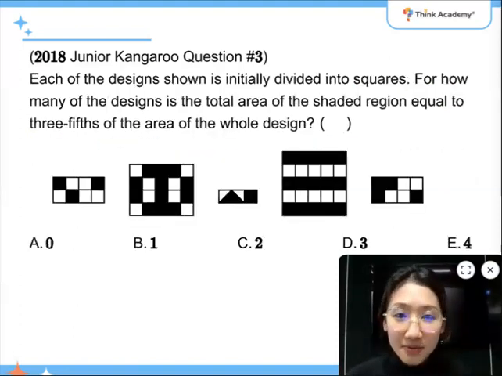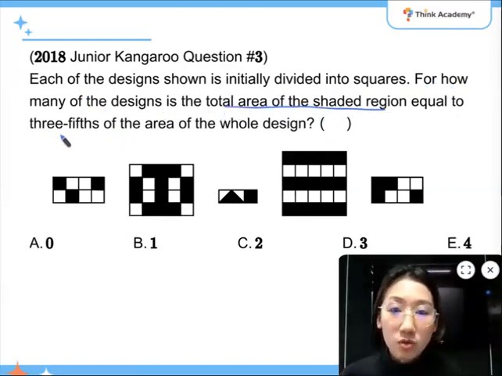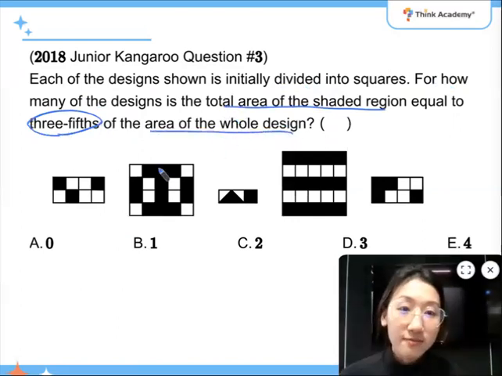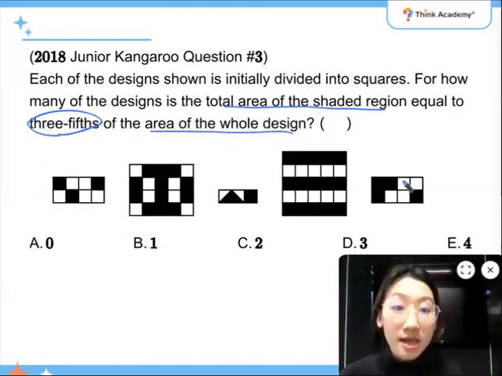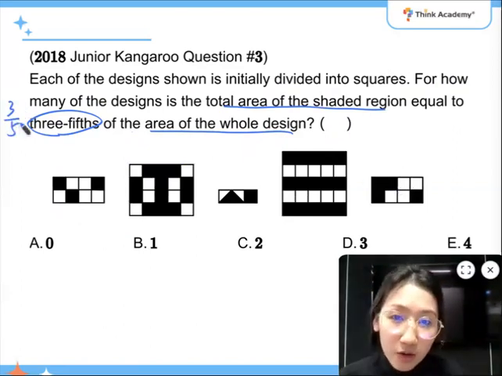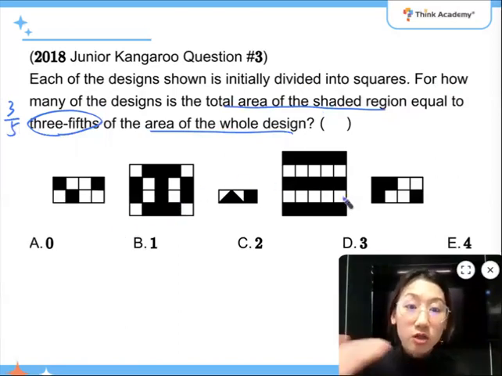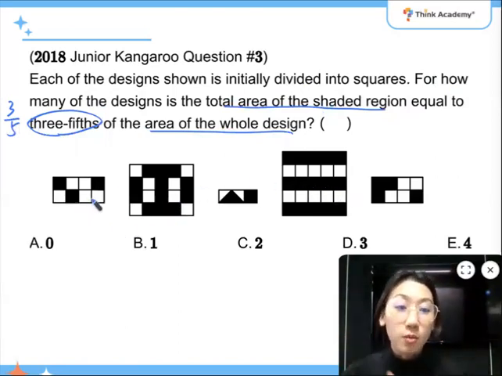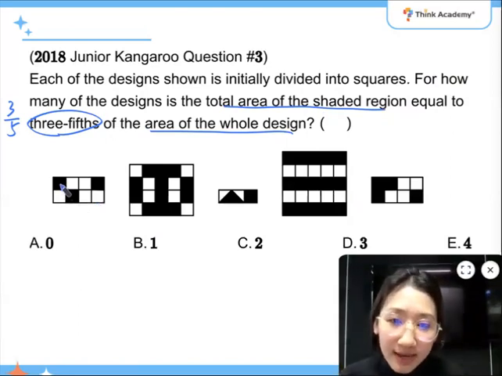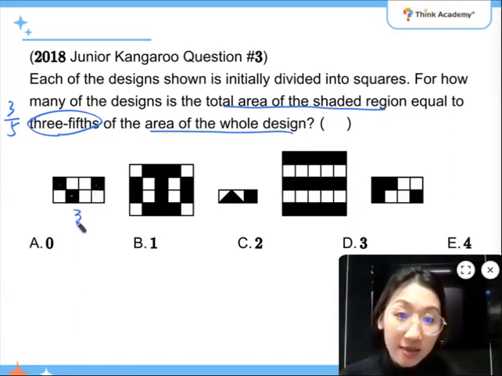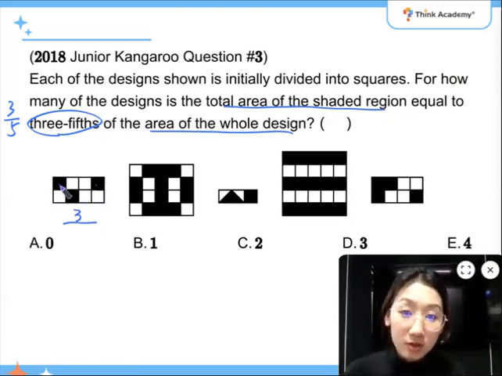Now let's look at question 3. Each of the designs shown is initially divided into squares. For how many of the designs is the total area of the shaded region equal to 3/5 of the area of the whole design? So we're looking for how many of them give us 3/5 when you do the area of the shaded region over the area of the total region. What we do is go through them one by one. With the first one, you see that 3 squares are shaded, and then you divide by the total number of squares you can see: 2 rows with 4 on each row. So 2 times 4 is 8. That's 3/8, not what we want.